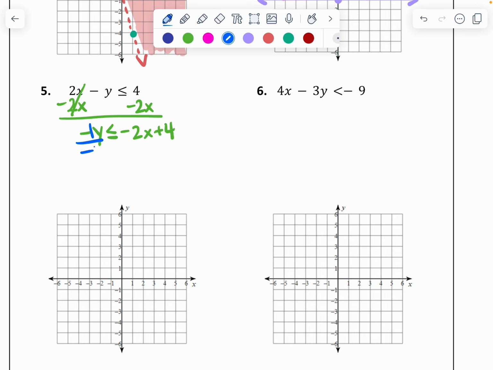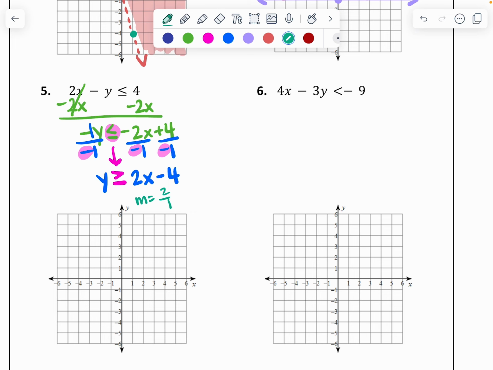Remember, this is a negative 1, so I'm going to divide by negative 1 and make sure you remember when you divide by a negative number, we have to change this sign. So now this becomes greater than or equal to. So y is greater than or equal to positive 2x minus 4.